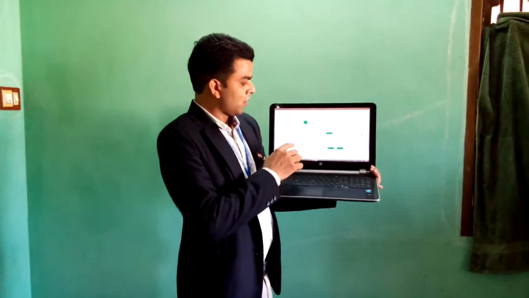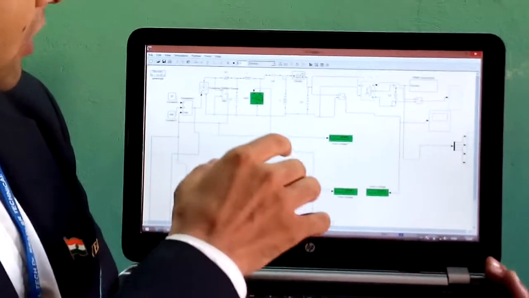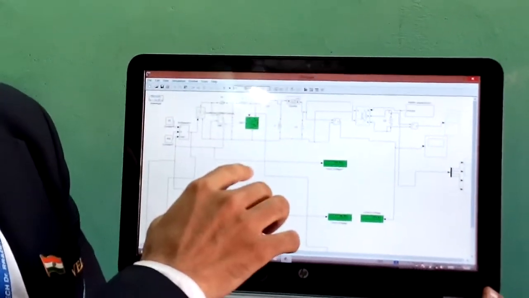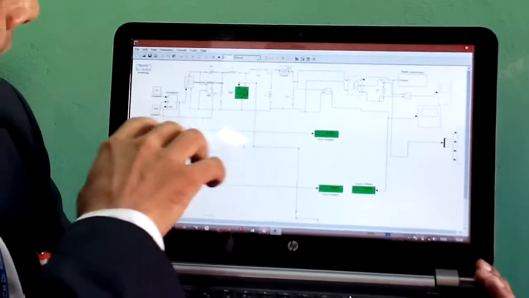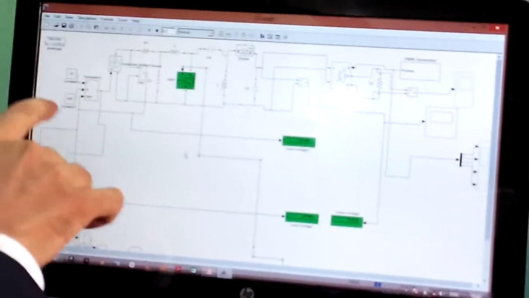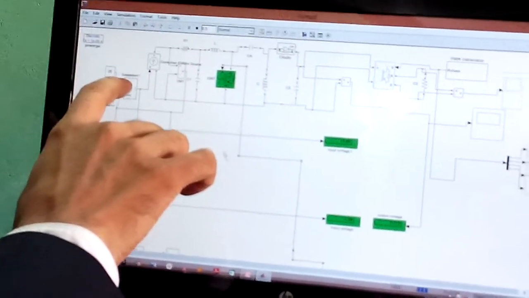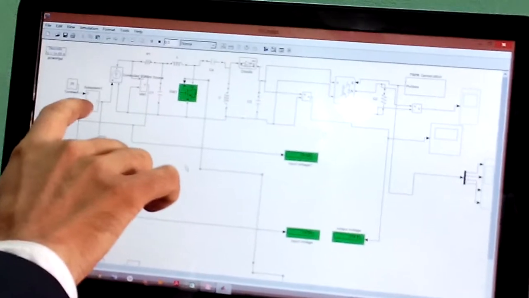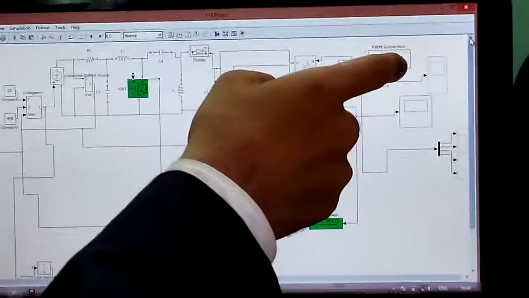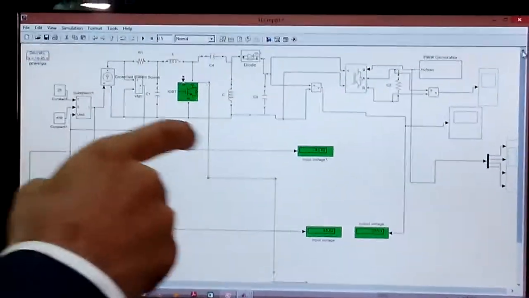Now I am going to discuss our simulation part. In this simulation, this whole block is called the PV module. Here T is the temperature and S is the irradiation. This whole part is called the driver part.